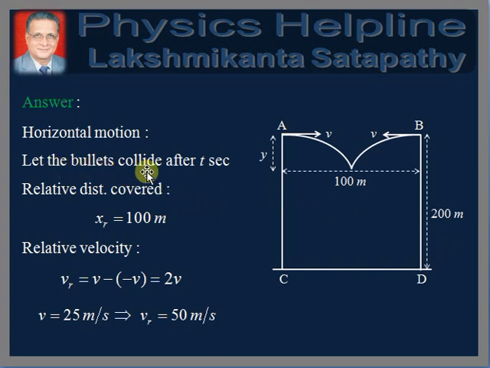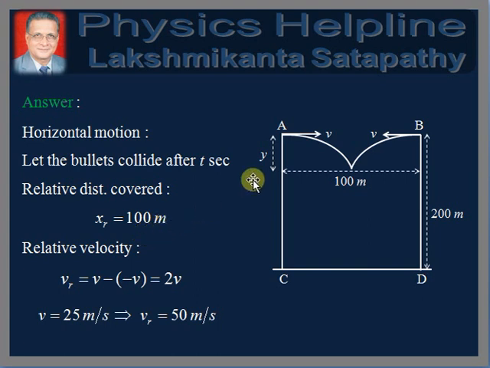Let the two bullets collide after t seconds. So let us consider the horizontal motion, which is uniform for both the bullets, because horizontally there is no acceleration, only initial velocity v. For A it is towards right and for B it is towards left. Let us consider the relative distance between the two bullets initially, which will be equal to 100 meters, because that is the distance between the two buildings. Therefore we can write xr is equal to 100 meters.